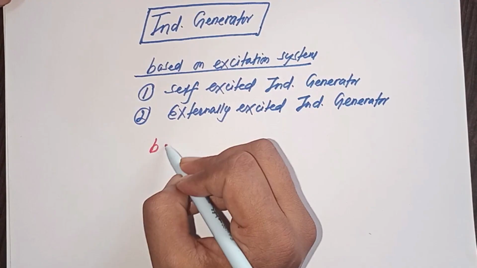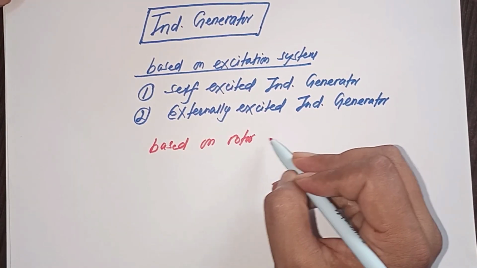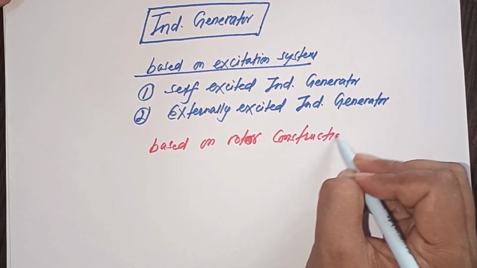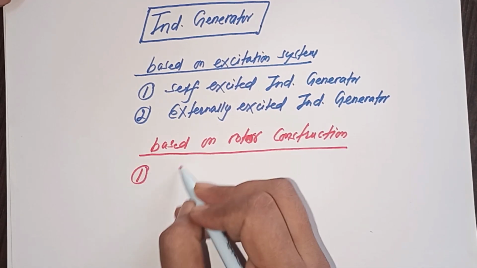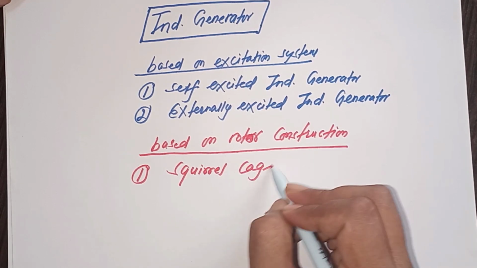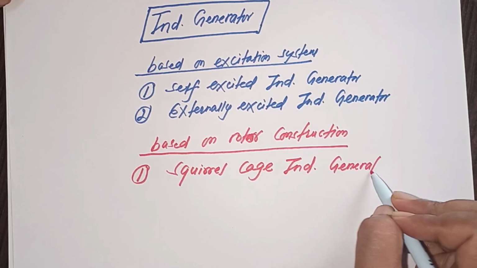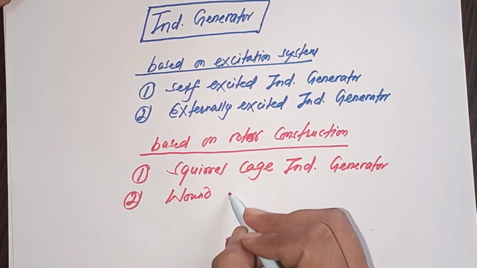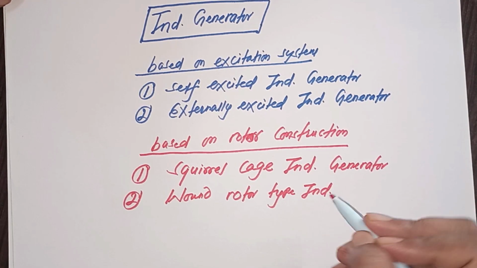Based on rotor construction, induction generator can be classified into two categories. First is squirrel cage induction generator, and second is wound rotor type induction generator.